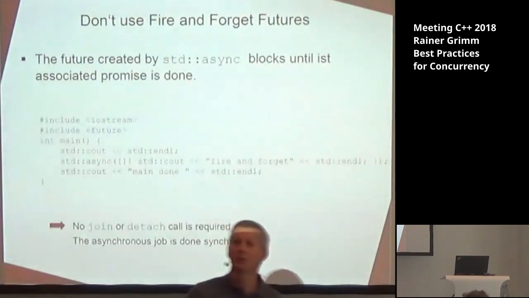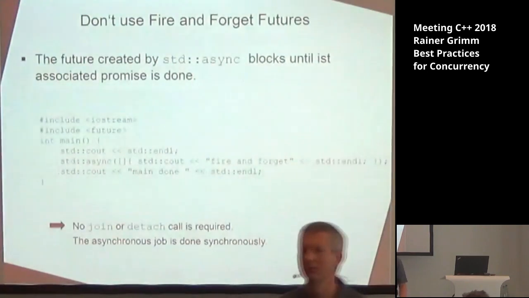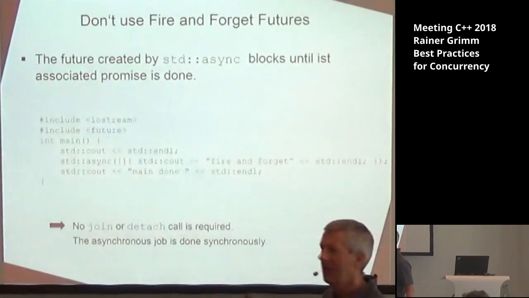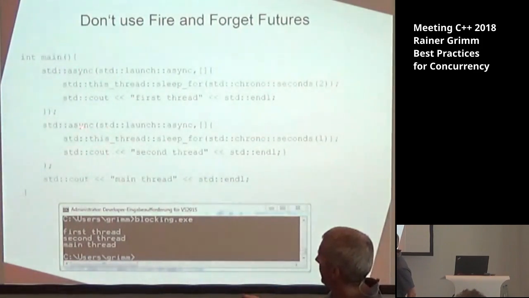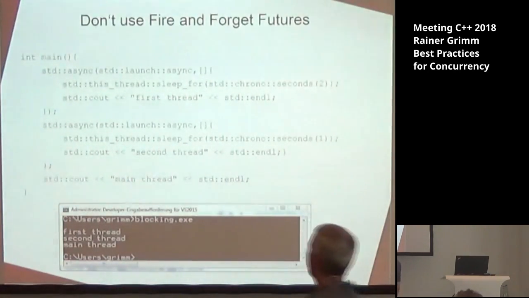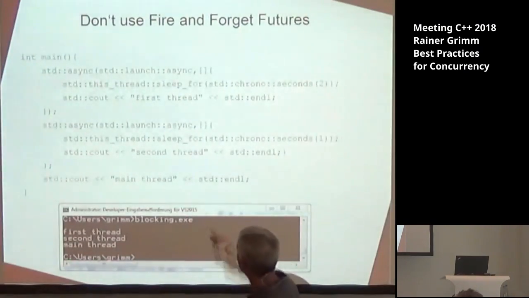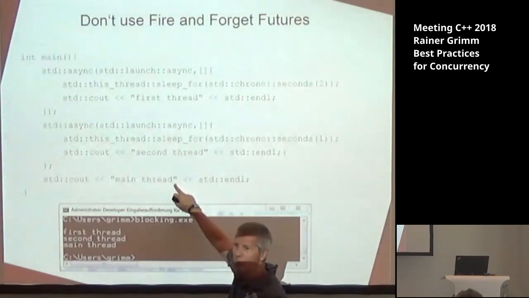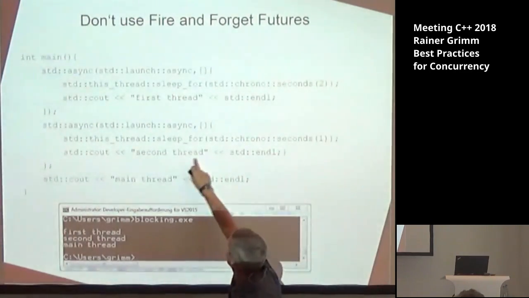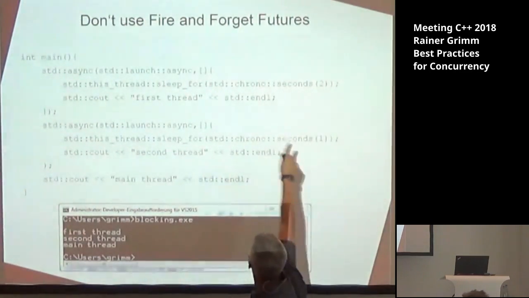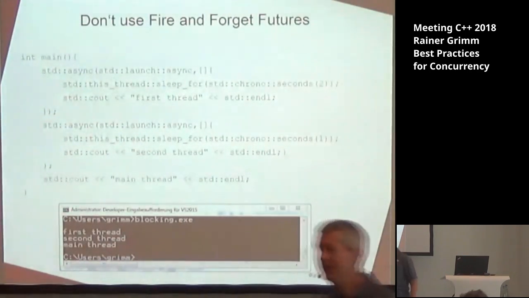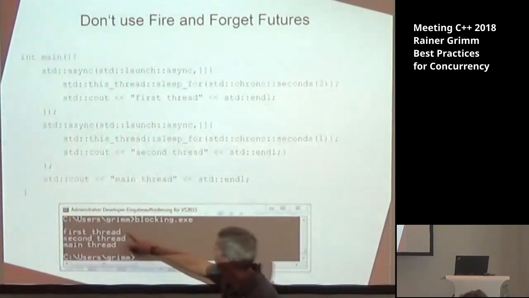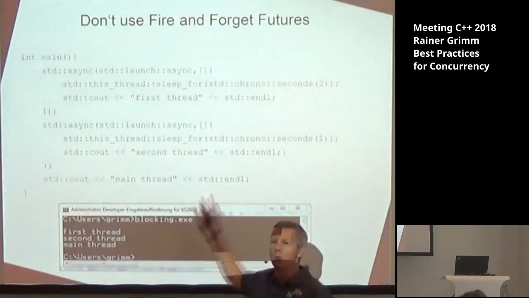What seems to be concurrent is synchronous. It's a sequential execution. Have a look here. Here I use one fire and forget future, a second fire and forget future, and at the end I say main thread. Okay, fine. If you calculate, then you should assume that first main thread will be displayed, then second thread, and then first thread, because the first thread sleeps 2 seconds, the second 1 second, and this one doesn't sleep. But if you look carefully, it will be executed exactly in the way written.